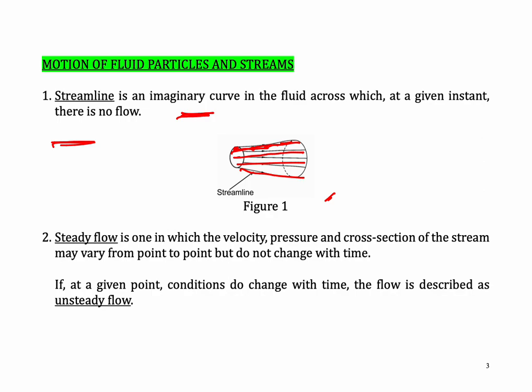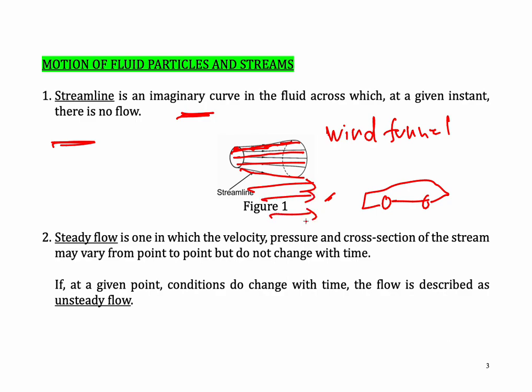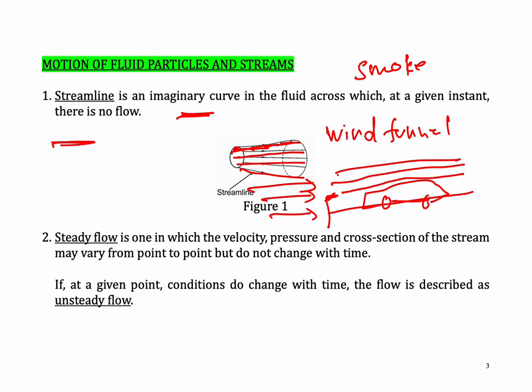So streamline is an imaginary curve, but actually we could calibrate it in experimental works. So for example, if you search about wind tunnel, normally we have a car here. And then we blow a wind from left to right, for example, and then we install a device called a smoke generator. So a smoke generator generates smoke, and then that smoke will flow in the same direction as the flowing fluid, the wind direction. And then we could see the line of the smoke. So that line is actually the streamline.